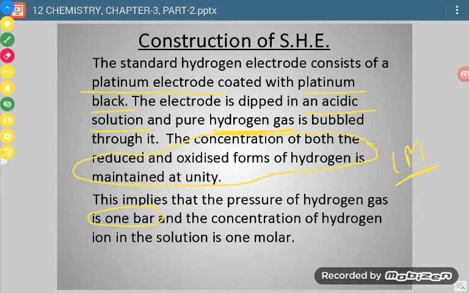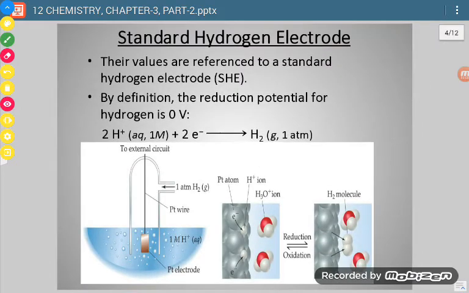So what are the conditions? For the standard hydrogen electrode, we have to take an acidic solution having a concentration of 1 molar. Generally we take 1 molar HCl solution. And we bubble hydrogen gas from one end, and then a certain reaction occurs. It depends on which half cell it is connected with. On the basis of that, either oxidation will occur or reduction will occur.